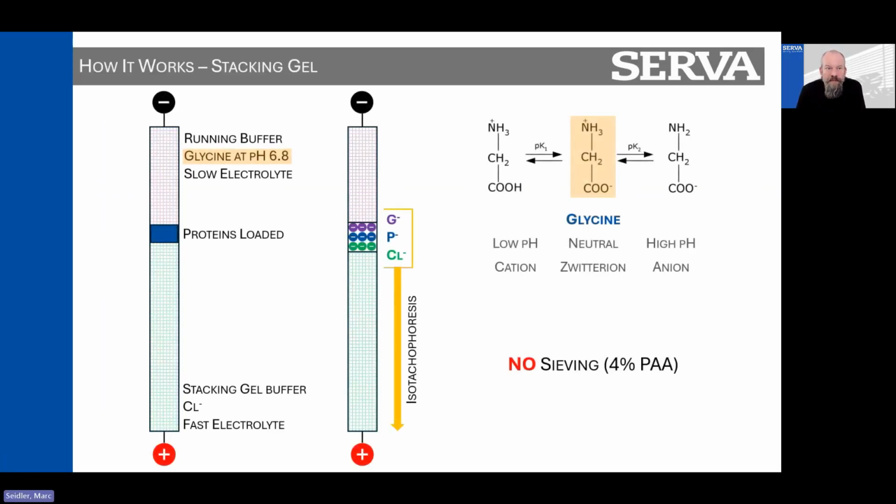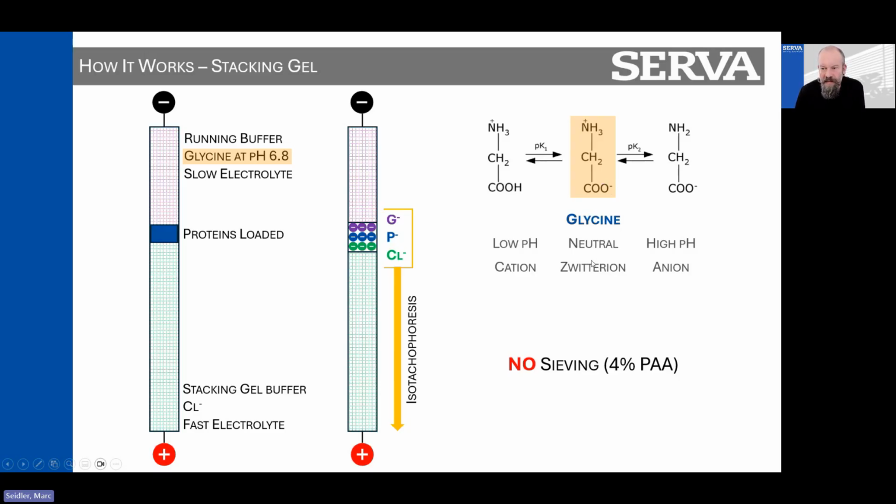So how it works. This is a stacking gel. So above here you have the buffer tank, and below here you have the stacking gel, and in between the proteins are loaded. So in the running buffer you have glycine, and when glycine enters the stacking gel, it will have a pH of 6.8. And at 6.8, you see it on the right, glycine is nearly in its neutral or zwitterion state. So it has maximum minus and plus.